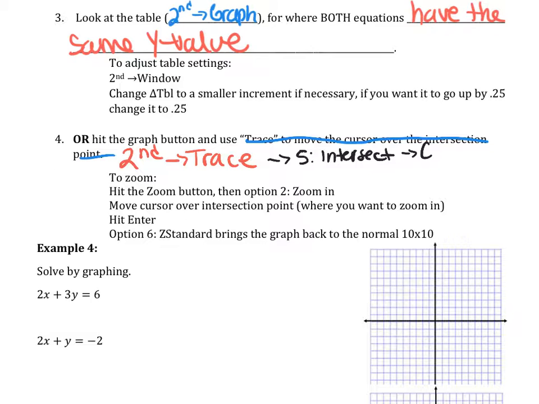So you're going to hit enter because it wants to know where the first line is. Then it goes to the second line, you hit enter again. For some reason it wants you to guess what the intersection point is. Don't know why, but you're going to hit enter again. And then your intersection point pops up at the bottom of your window. Anybody have any issues seeing that intersection point?